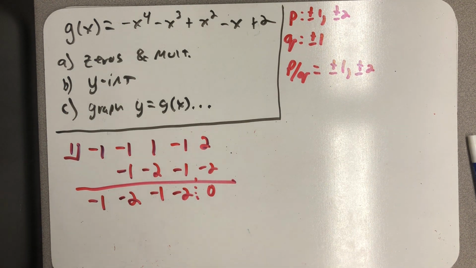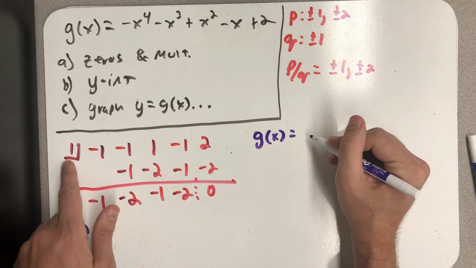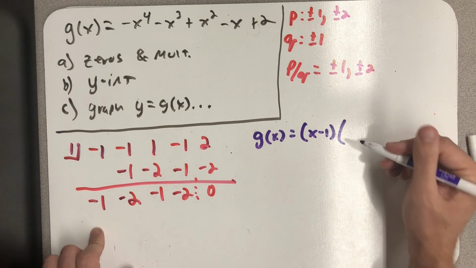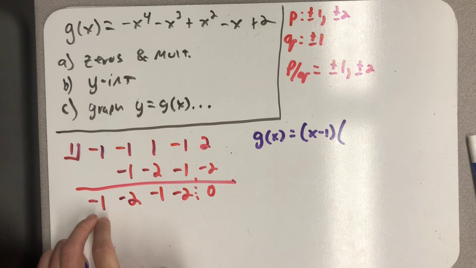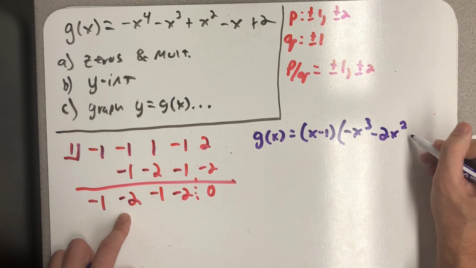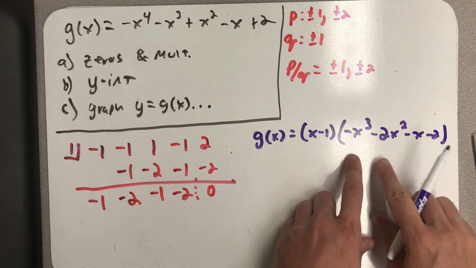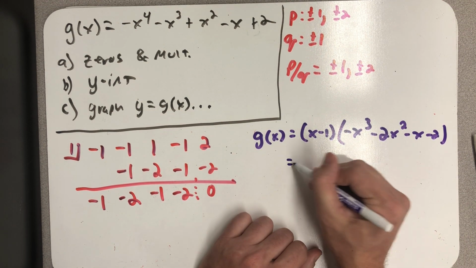This lets me start factoring g of x. g of x is equal to, well, if 1 is a 0, then x minus 1 is a factor. And now I can write down the quotient here. So minus x cubed, and I'm going to go on and help us out. I see that all of these are negative, so I'm going to pull that minus out front.